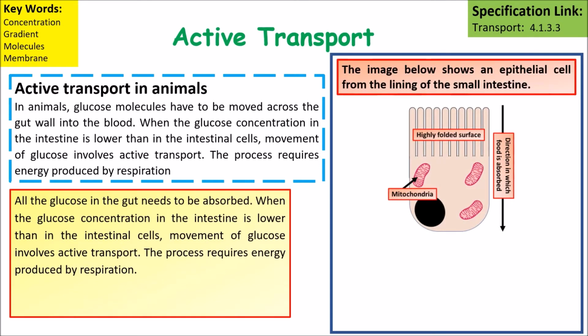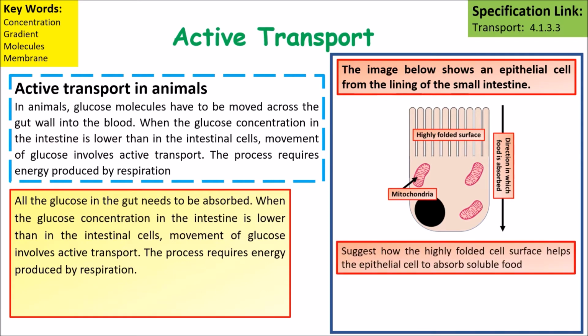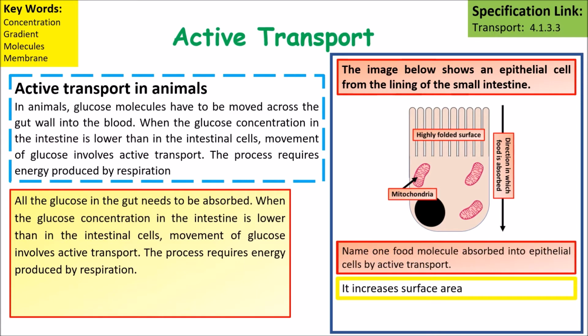So the image below shows an epithelial cell from the small intestine. If you had a question such as, suggest how the highly folded surface helps it to absorb food, you need to be talking about its increase in surface area. If we're naming one molecule that's absorbed by cells through active transport, it needs to be something like glucose, amino acids or lipids.